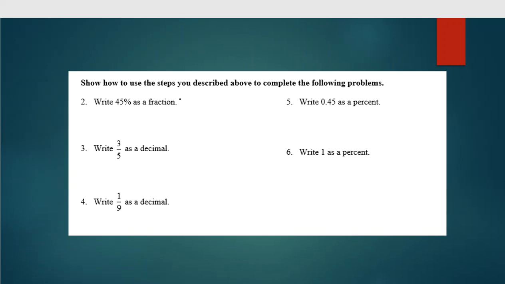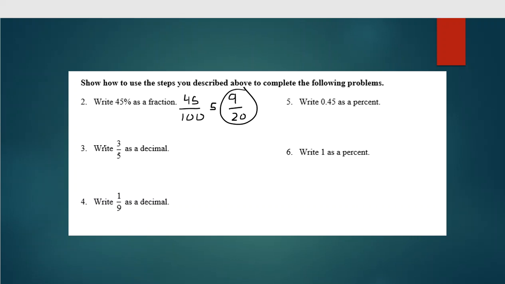To write 45% as a fraction, remember 45%, to write that as a fraction, that means we have 45 hundredths. And then if we're going to write that in simplest form, 5 is the greatest common factor between 45 and 100. And so 5 goes into 45 9 times, 5 goes into 100 20 times. Okay, so 9/20 would be the fraction.